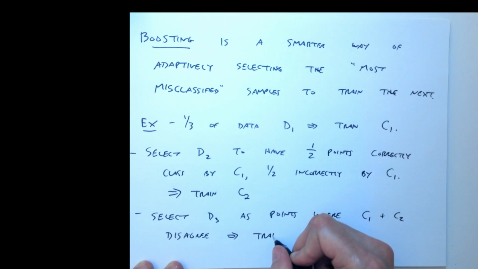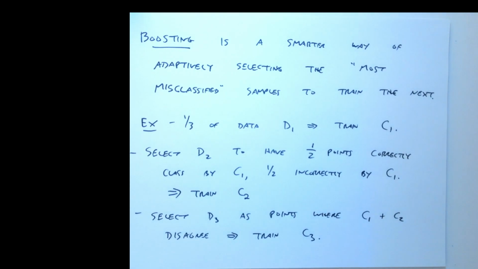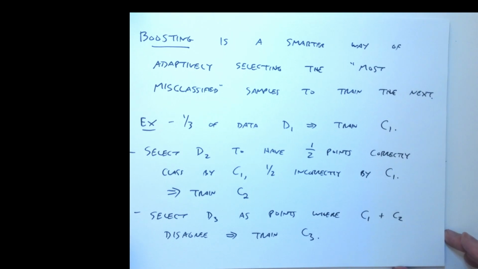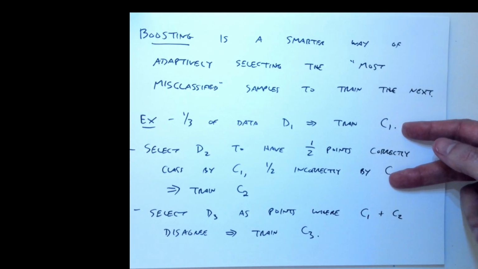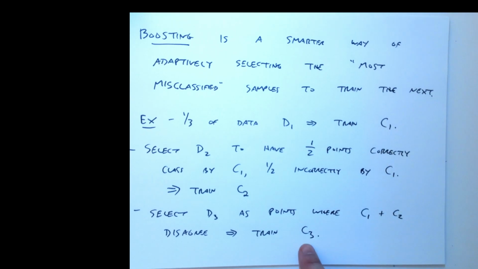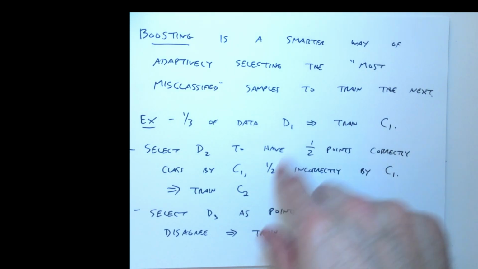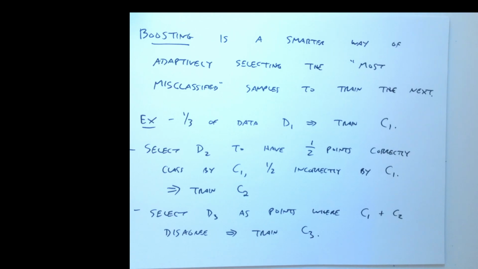And then I train some new classifier C3. And then I have this hierarchical decision of saying, okay, if C1 and C2 agree, then choose that label. Otherwise, choose the majority label of these three, right? So I'm being a little bit smarter about forcing the classifiers to adapt to the places where they're making mistakes, as opposed to just randomly sampling.